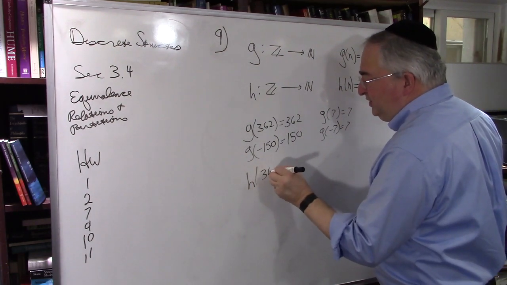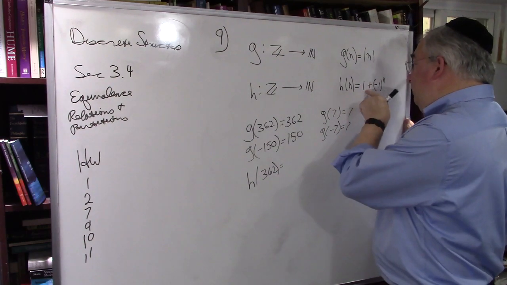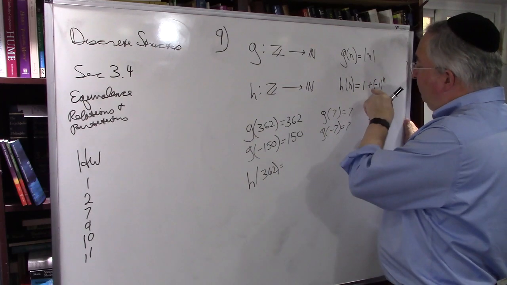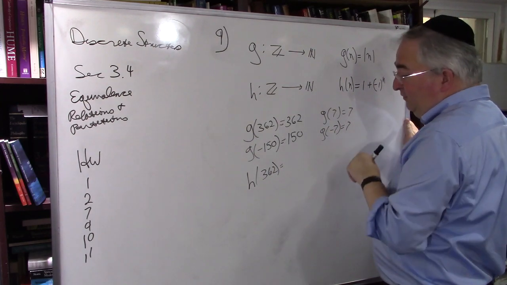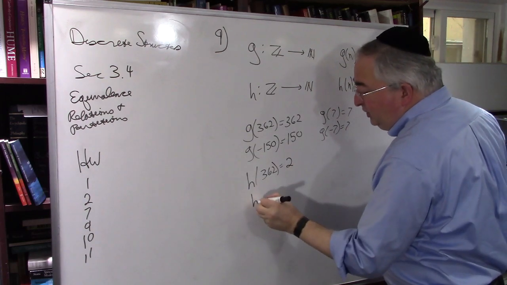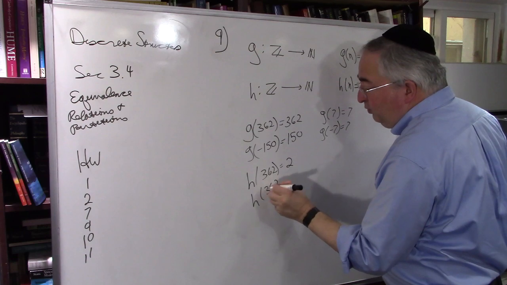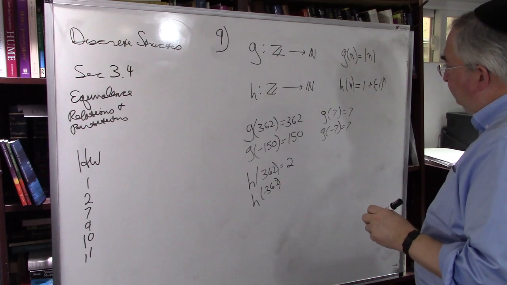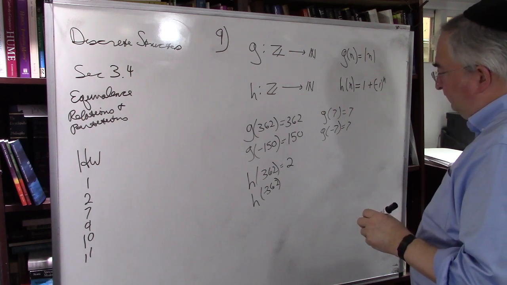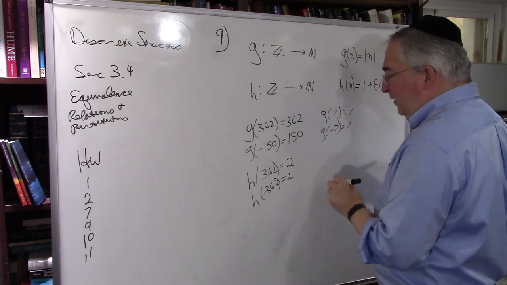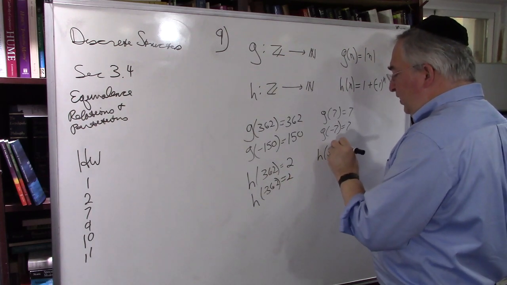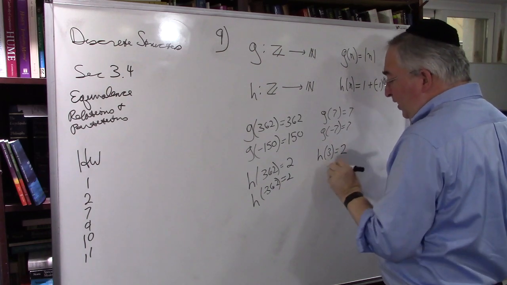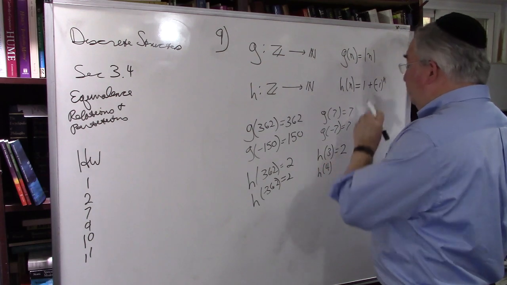h of 362 is equal to 1 plus (-1) to the 362. That's an even number, so it's 1 plus (-1) to an even number, which is equal to 2. h of negative 362, I don't even know what that is, I think it's also equal to 2. Okay, h of 3 is equal to 1 plus (-1) to the 3.